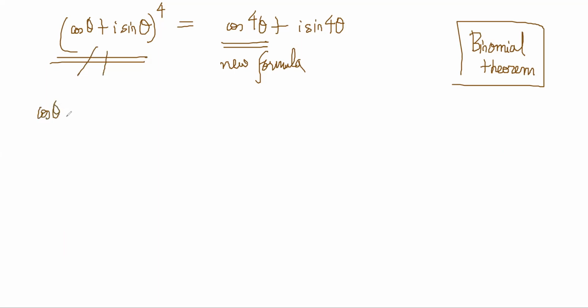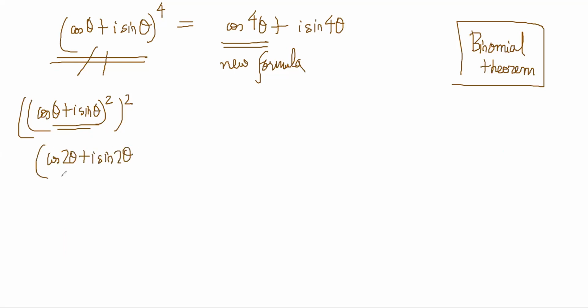You can do (cos theta plus i sine theta) whole square and whole square of that, right? So what is the whole square of this? This we already know from the previous result in De Moivre's theorem. You can say this is cos 2 theta plus i sine 2 theta, and whole square. If I have to do whole square, then that will come as the same thing.